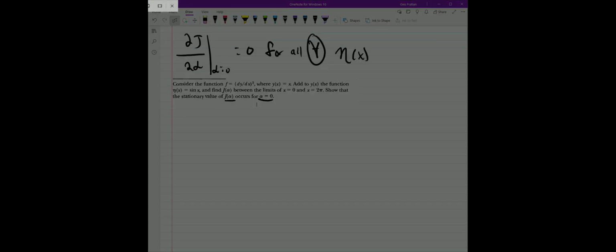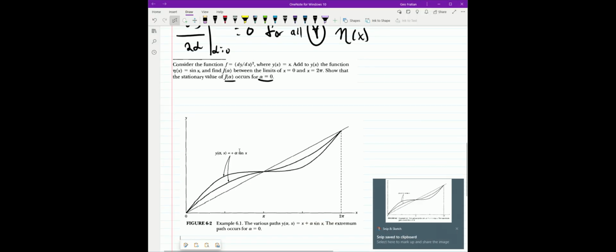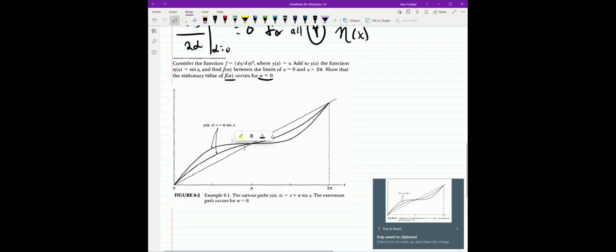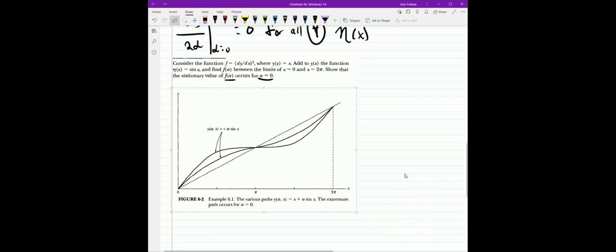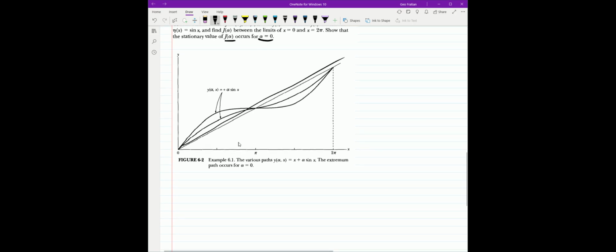So let's look at a diagram for that. We include alpha sine x. So we have our line equation, right? And then we have our sine path. We start with y of x equal to x. So we have our line equation, and then we have y of alpha comma x when we vary it. So that's just x plus alpha sine x, because that's our function.